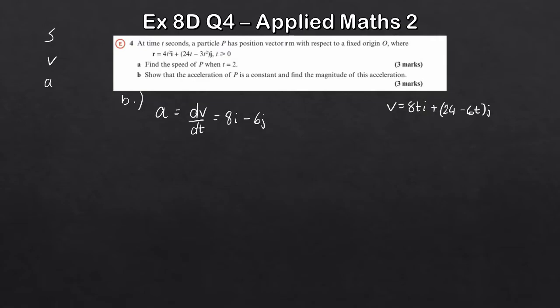Well, the question asks us to show that the acceleration of P is a constant and find the magnitude of this acceleration. Well, the first thing I can note here about my acceleration is that there's no t's involved with this. So the acceleration has to be constant in that case because it's not dependent on time. So therefore, acceleration is constant, not dependent on time. Okay, so there's no t's in the actual acceleration, so it's constant.